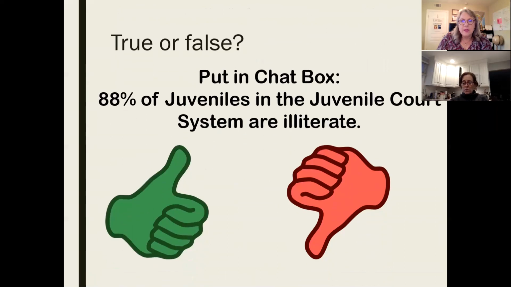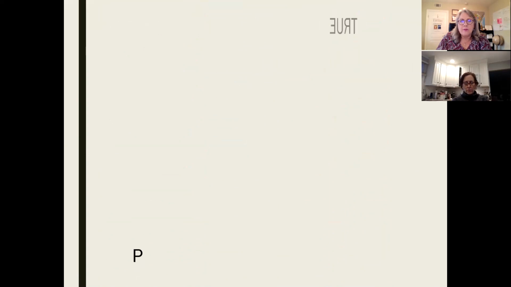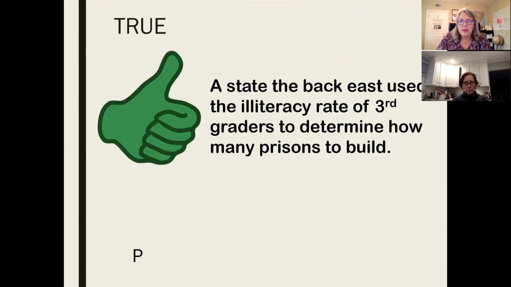Yes. Okay. So true or false? 88% of juveniles in the juvenile court system are illiterate. True. That is so true, and it's so sad. So I have a friend that works at the university, and he said when he used to work for the Department of Justice back east, there was a state that looked at the illiteracy rate of third graders to determine how many prisons to build.